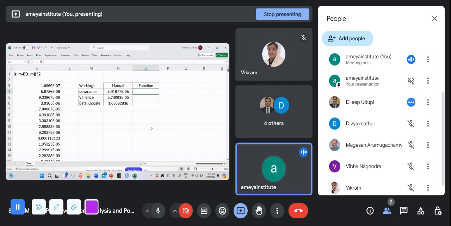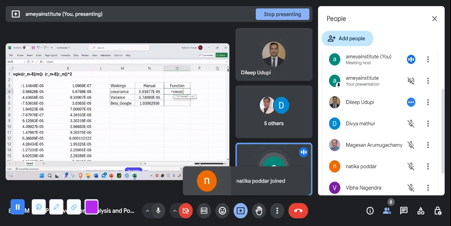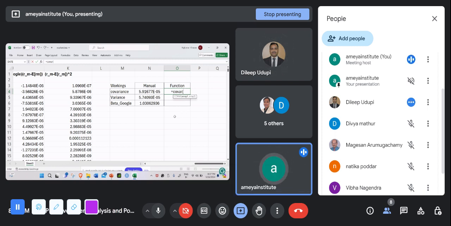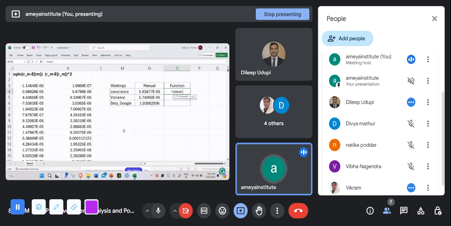Yes, sir. So instead of doing so many steps, can we replace those steps with the functional approach? Let us calculate, is equal to COVAR, open the bracket. Covariance. Now let us see what covariance we should take here. It is asking for array 1, the first variable. Covariance between what? First variable, which one should we take?